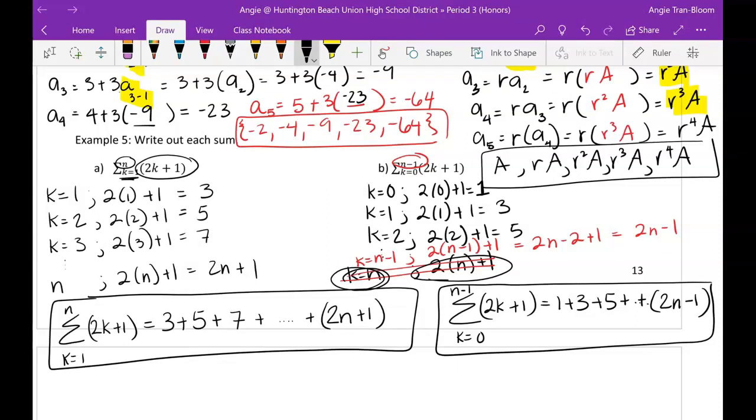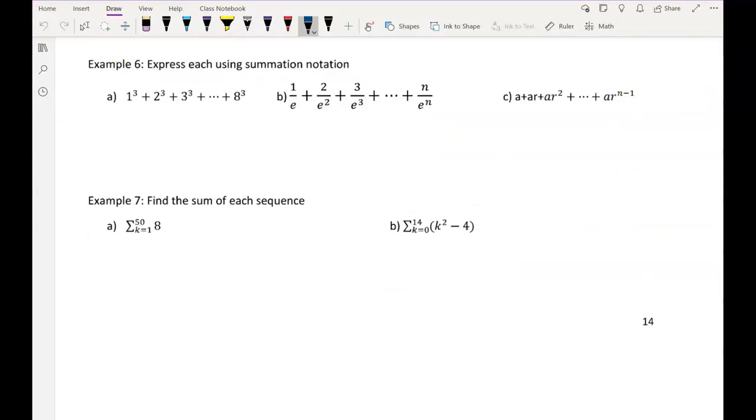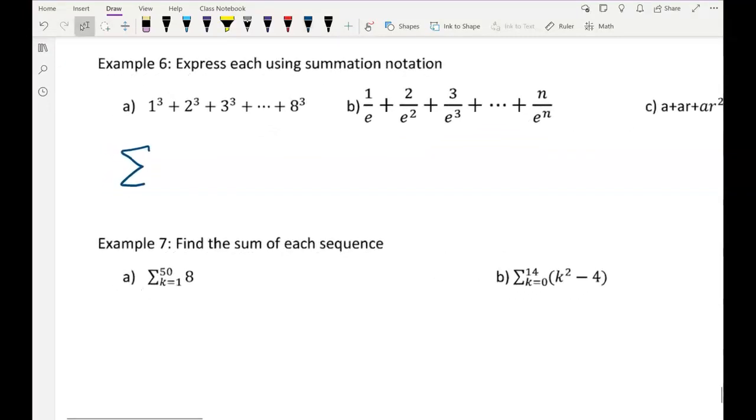Okay. Example 6, here we go. Express each using summation notation. Okay, so now I'm giving you guys a bunch of different numbers here, and then your job is to go back and use your summation notation and then put it together. Whenever you guys see these, my recommendation is start writing like first term, second term, third term. If that's the third term, as you can see, this is number 8, so that's probably the 8th term, okay?